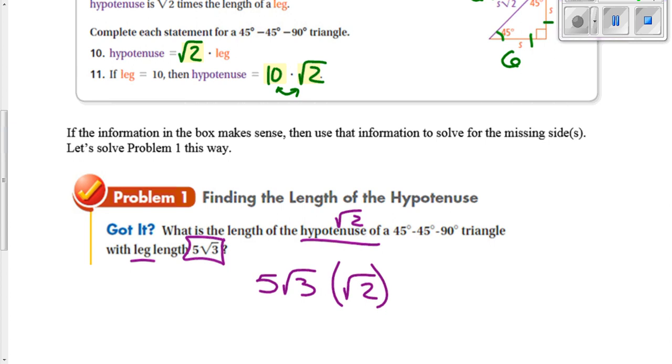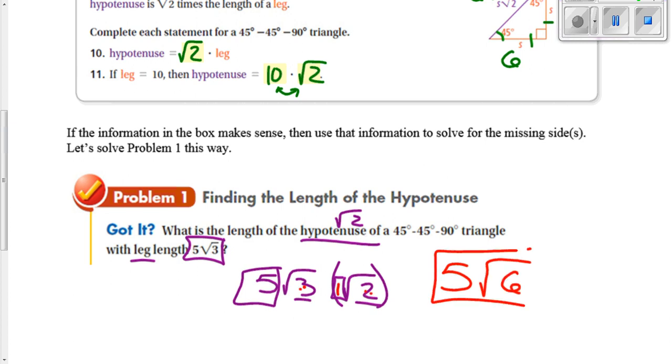When I multiply, thinking back to your Algebra 1 skills, I multiply the numbers under the radical, and I multiply the numbers in front. The number in front here is just 1. So 5 times 1 is 5. And then radical 3 times radical 2, 3 times 2 is 6. So this is my answer.